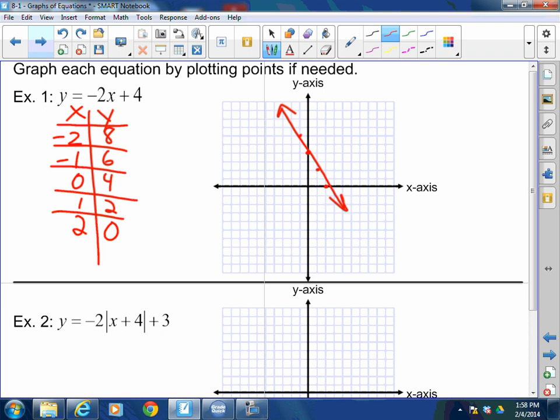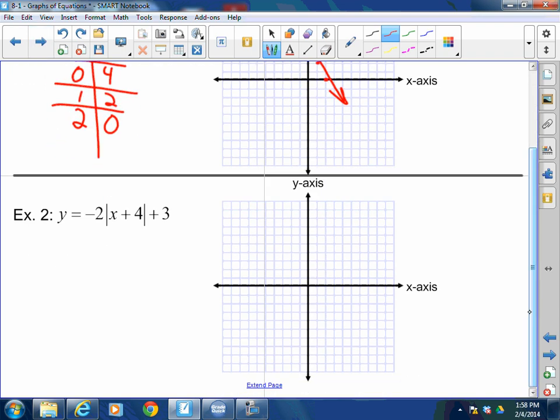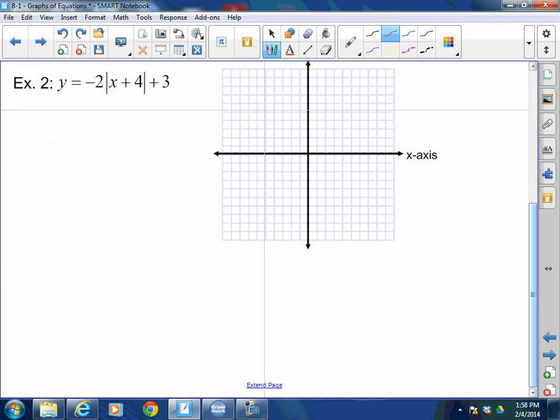All right. Now, how about this guy? This is an absolute value, guys. This is an absolute value function, and there is a trick here. There is a trick that you can use, and I'm going to go ahead and teach it to you. A lot of people would disagree with me, and they say, no, teach them how to make the table.